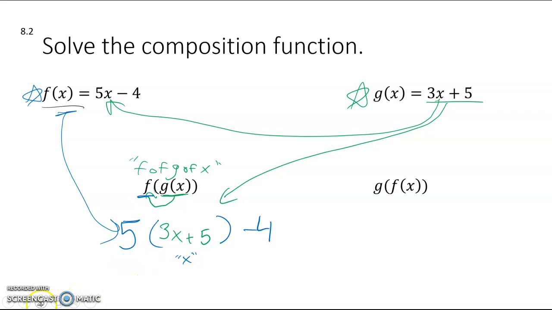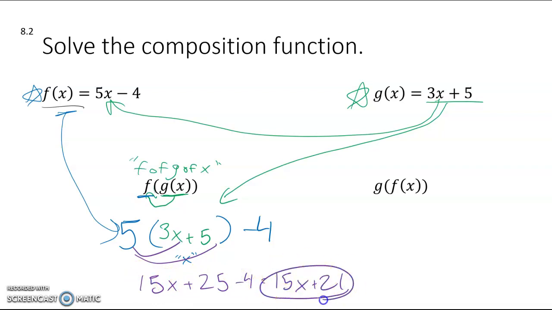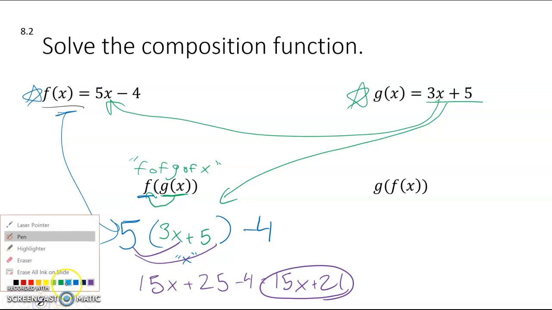And then from there, let's go ahead and use purple. From there, I'm going to distribute the 5 out and simplify this down. I'm going to get 15x plus 25 minus 4, and then I'm left with 15x plus 21. Okay, that's the first example. Let's do this other example.